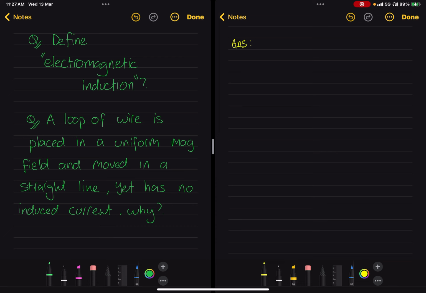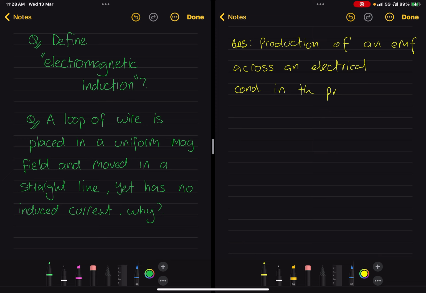So we are going to say to define electromagnetic induction, this is the production of an electromotive force across an electrical conductor in the presence of a changing magnetic field. So this is our sort of stock standard textbook definition for how we define electromagnetic induction. If you're asked to define it, this is how you want to define it.